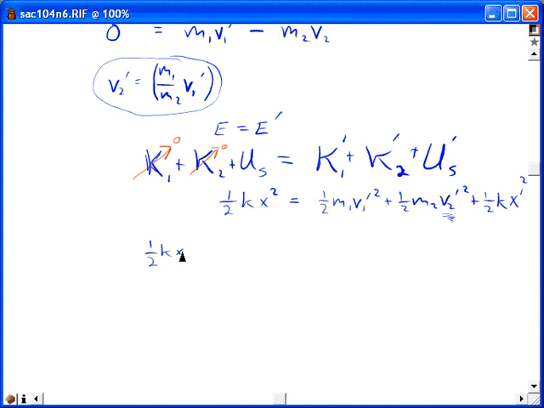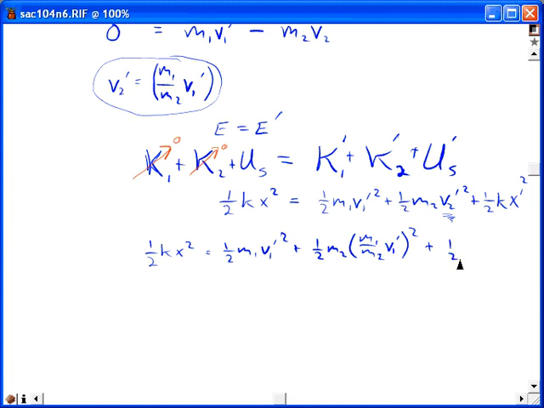So the left side stays the same, the first term over here stays the same, everything else but that v2 prime squared part stays the same. So I've got this thing in parentheses squared with the v2 prime, and it's m1 over m2 times v1 prime.